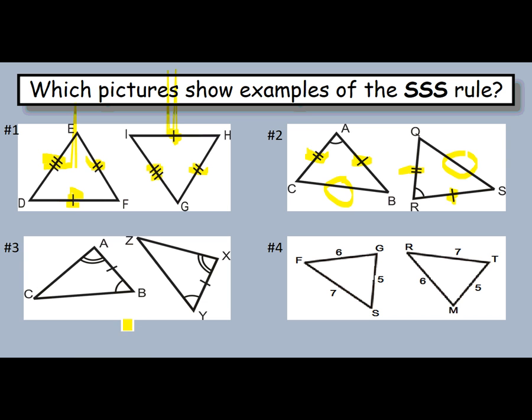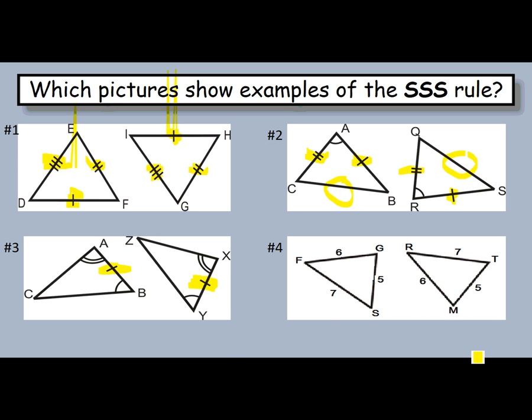How about problem number 3? We're looking for: are the three sides in one triangle the same as the three sides in the other triangle? No, they're not. In this case, we only know one side over here matches one side over here. We know some things about the angles, but we don't know about the sides being congruent. So these two triangles are not an example of SSS.